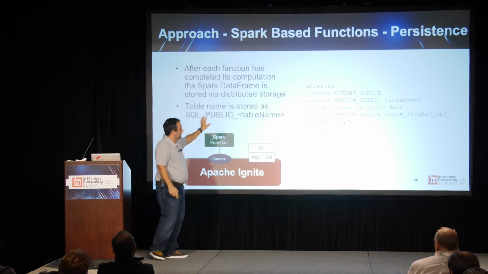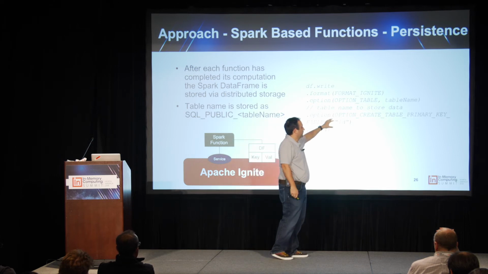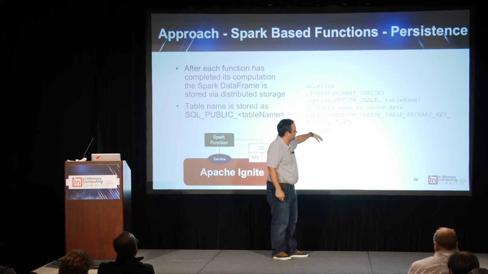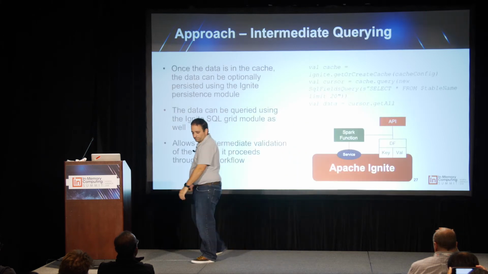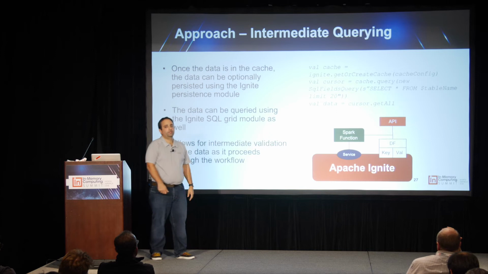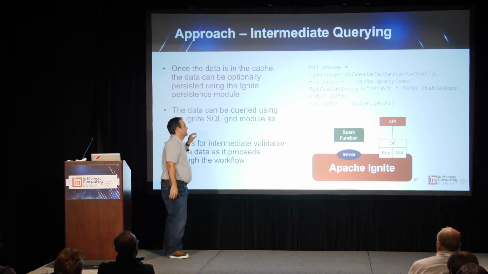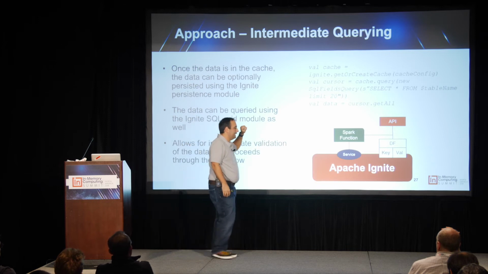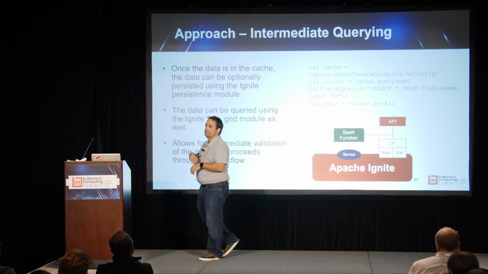So it's actually fairly simple to just write the data frame, and then the workflow would define the table name that's actually done so that the next function in the workflow could pick it up. So one of the big issues was debuggability of the workflow. So this is where the intermediate querying came in. The ability to actually query the data at a mid-step.